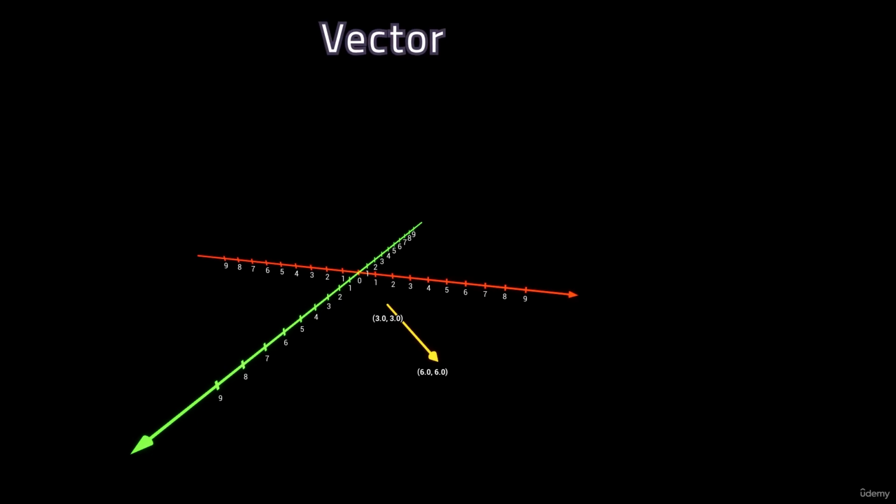A vector contains two key pieces of information, a direction and a magnitude. This vector, represented by our arrow here, has a well-defined direction because we know where it starts and where it ends. We say that it has its tail at 3, 3 and its head at 6, 6. This vector has a well-defined magnitude as well because we know how long it is. The word magnitude simply means size or extent. A vector's magnitude is simply the arrow's length.